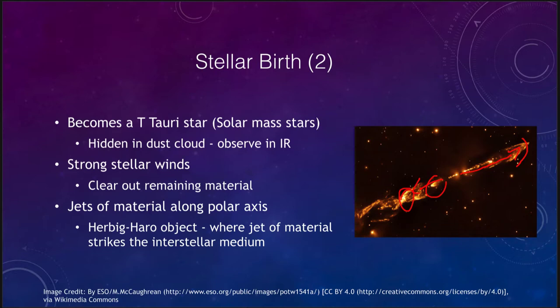So this is a very early stage of star formation, and especially common for the T Tauri stars, for stars like our own. So as it goes through this, as it's cleared out the nebula and it's formed this Herbig-Haro object or T Tauri star, now we begin to settle into the main sequence.